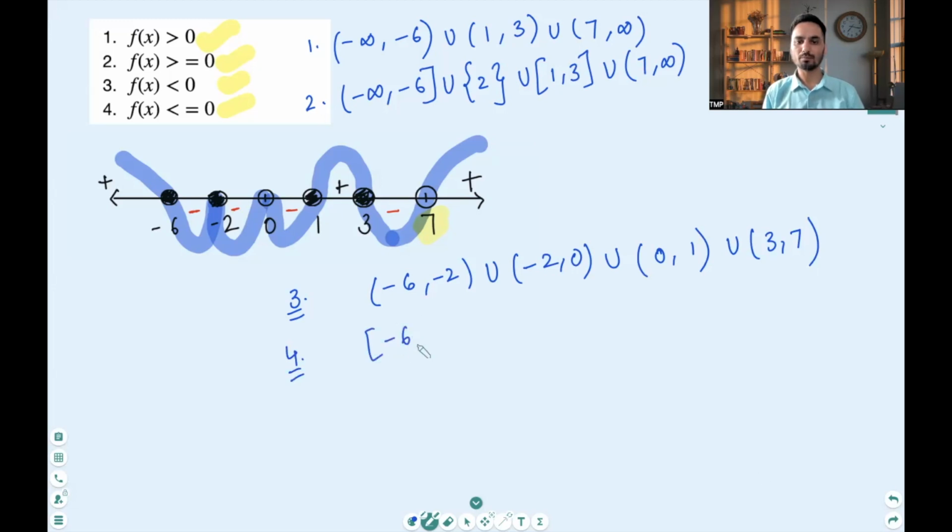For number 4, we want to find out where the function is negative or 0. So it will be -6 to 0, where -6 is included, but 0 is not included because 0 is an open circle or point of discontinuity. Union 0 to 1, including 1, and union 3 to 7, where 3 is included, but 7 is not included because 7 is a point of discontinuity.